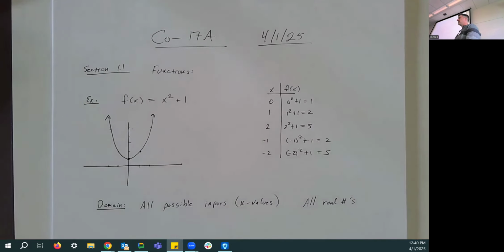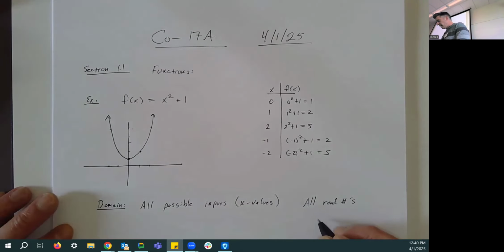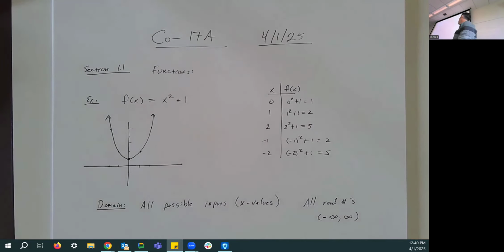There's a few ways of expressing this. Probably the usual way is in set notation, negative infinity to infinity. And in this one case, people often do something even easier. They say, or a fancy R. The fancy R means all real numbers.